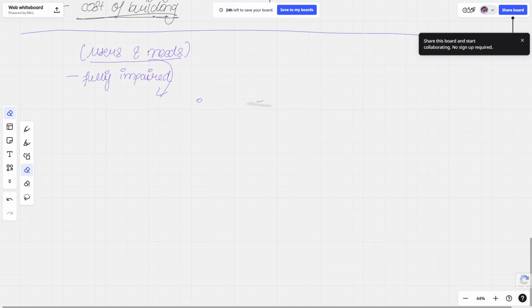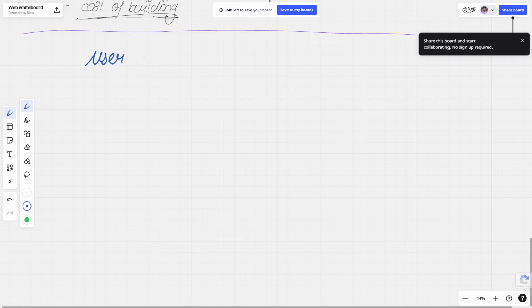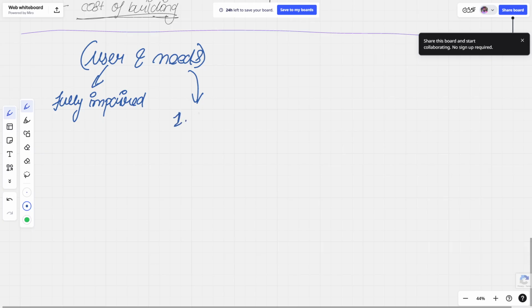Let's just increase the size. That is much better. So we have already clarified about users. So our user is fully impaired people, and let's talk about the needs. So first is locating the ATM. This could be the first pain point of the user.